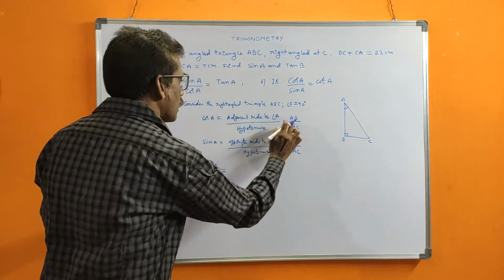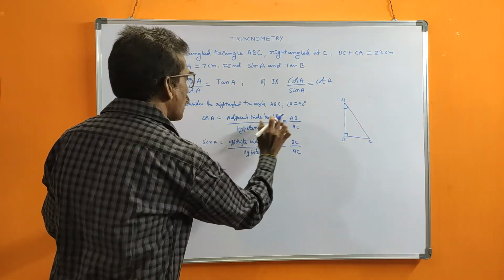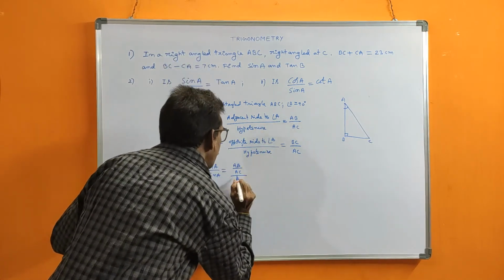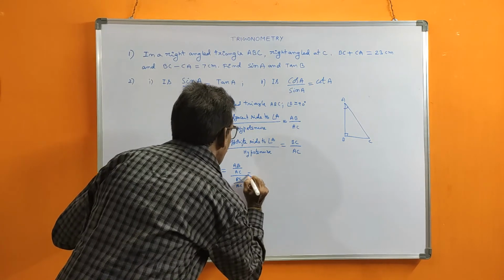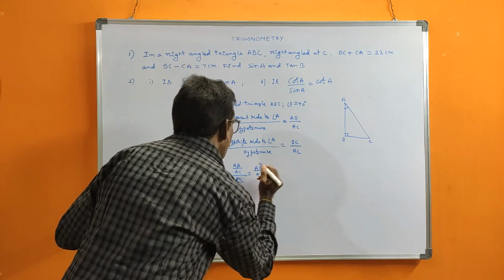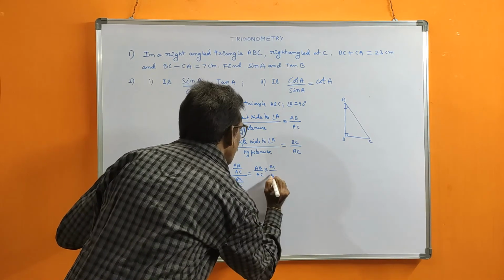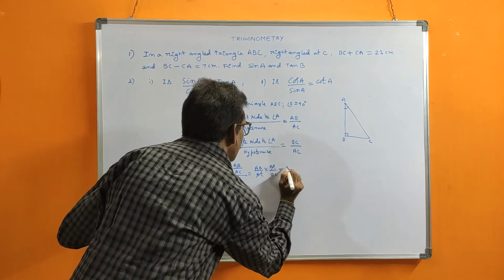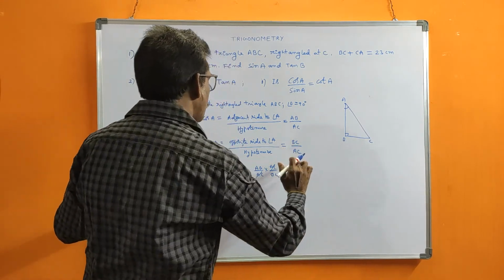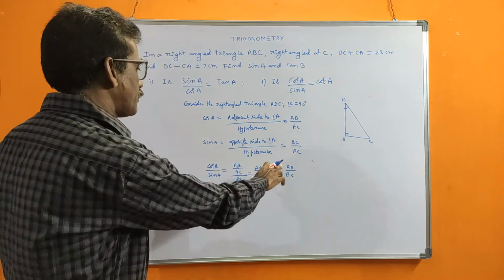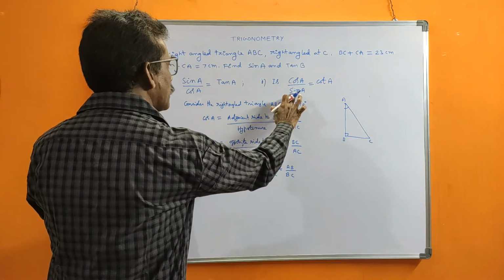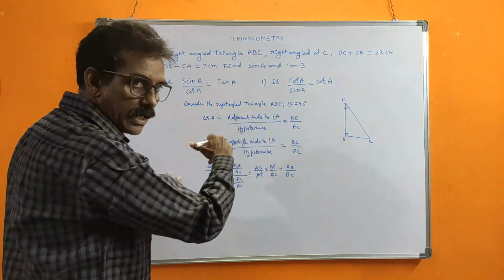Substitute in this equation. Cos A is AB by AC, sin A is BC by AC. Now AB by AC, this becomes reverse, AC by BC. AC cancels, AB by BC. Now this value AB by BC came. Now we should find out, this is the cos A by sin A value. We should check whether this value is cot A or not.